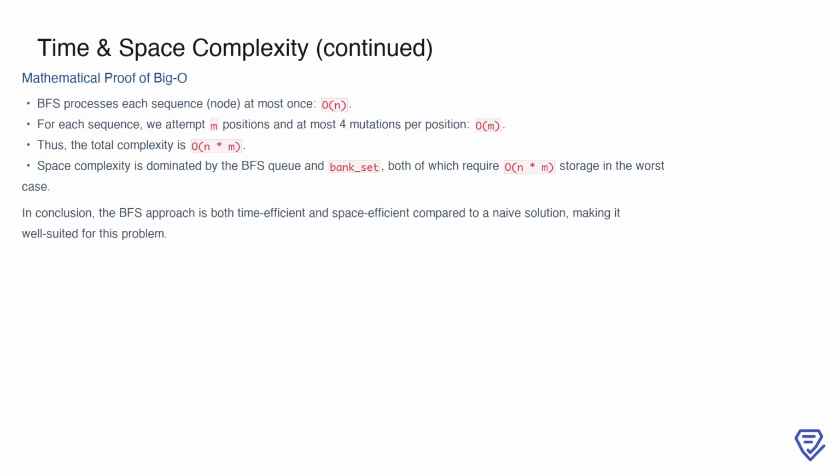Similarly, the space complexity is determined by the BFS queue and bank_set. The queue stores up to n sequences, each requiring O(m) space, and the bank_set also requires O(n) storage. Combined, the space complexity becomes O(n*m). In conclusion, the BFS approach is both time efficient and space efficient compared to the naive solution, offering a robust and practical strategy for solving the minimum genetic mutation problem.